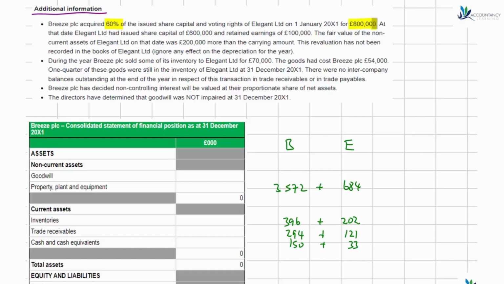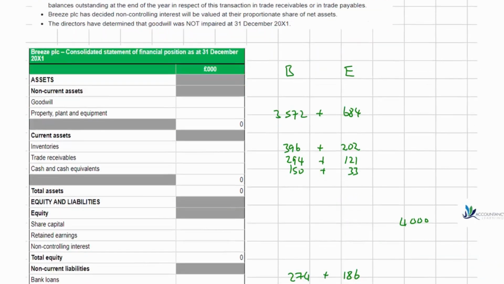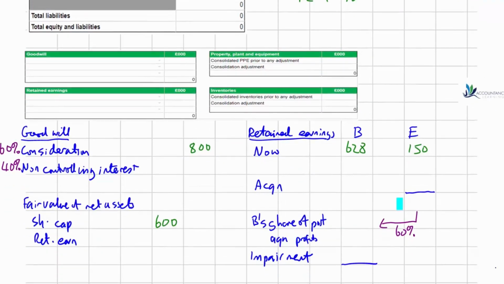So at that date, Elegant had issued share capital of 600,000. Well, we've already used that number, haven't we? That's already in the statement of financial position. But it had retained earnings of 100,000. We've not used that yet, so that needs to appear in our answer. Remember, it needs to appear twice. So where is it going to appear?